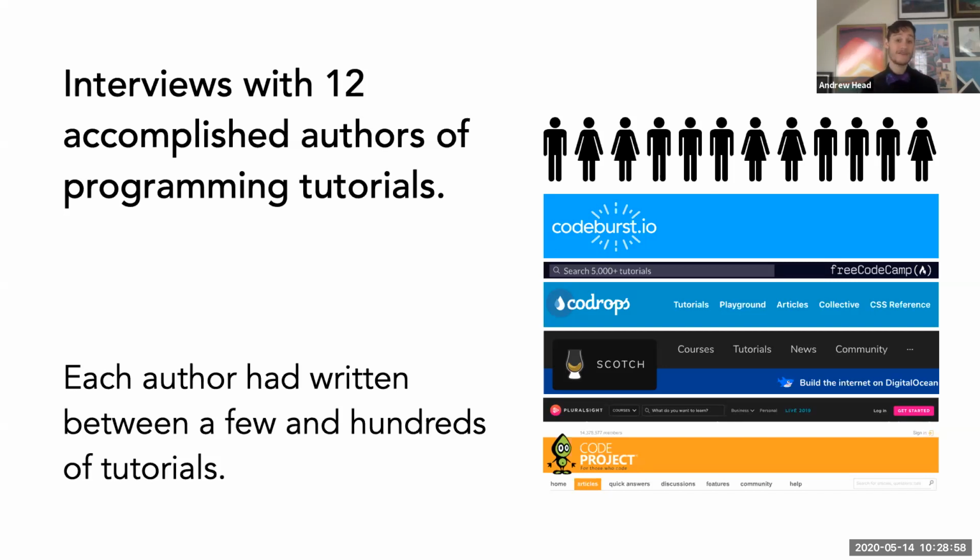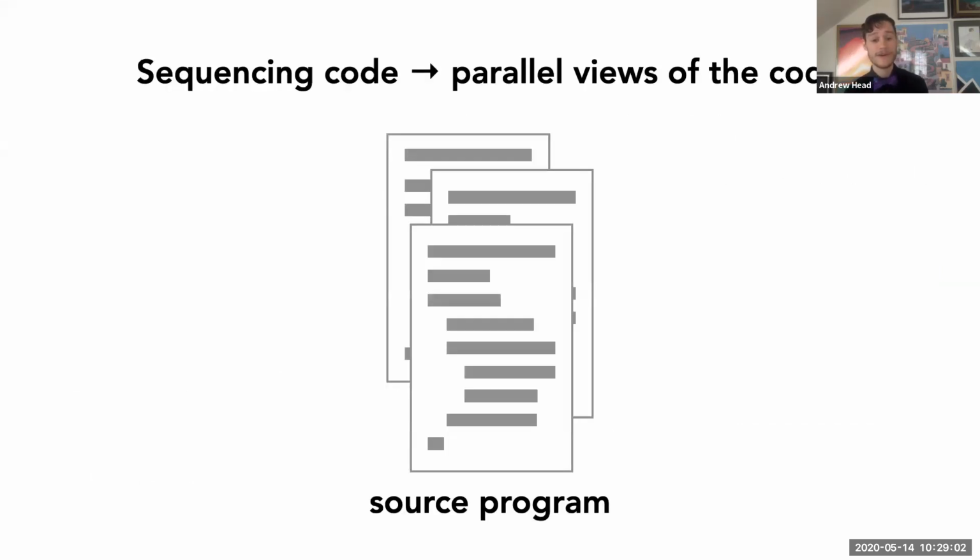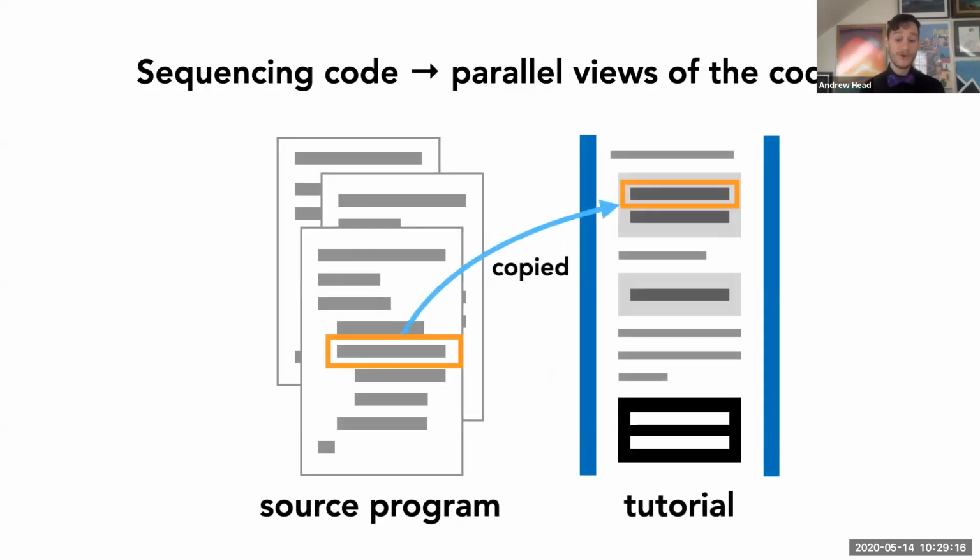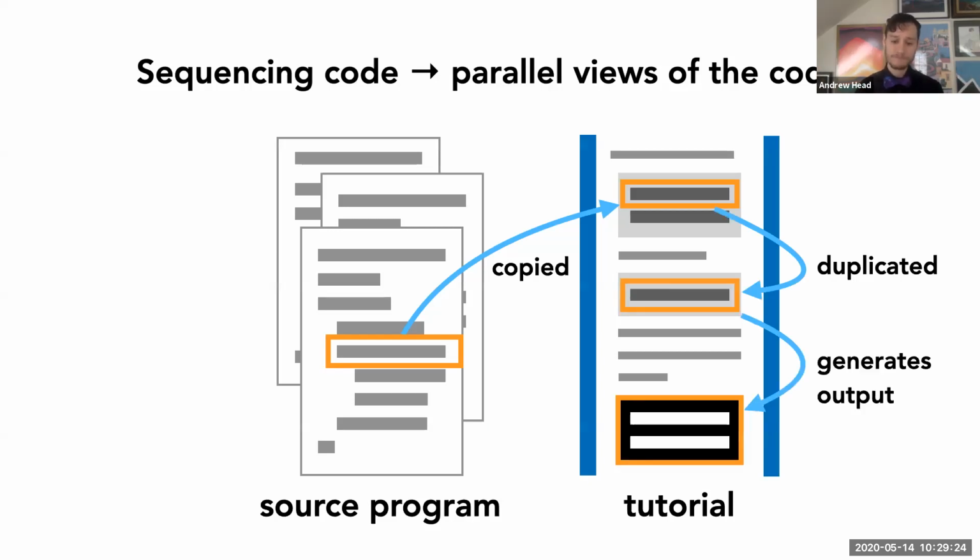And we found out a lot of interesting things through these studies, but one observation in particular that I want to focus on is that the act of sequencing code and splitting it into these snippets ends up yielding these parallel views of the code that will need to be maintained together. So when I start with a source program and I start creating a tutorial out of it, I might copy code from that source program into the tutorial. That code, like I mentioned before, might be duplicated within that same tutorial. Outputs are generated from those snippets.